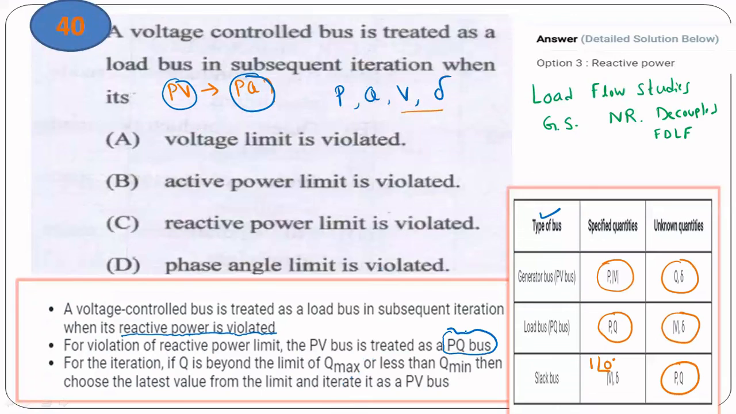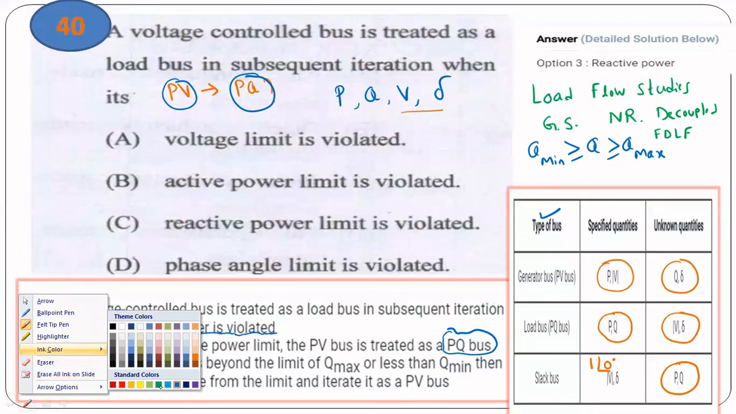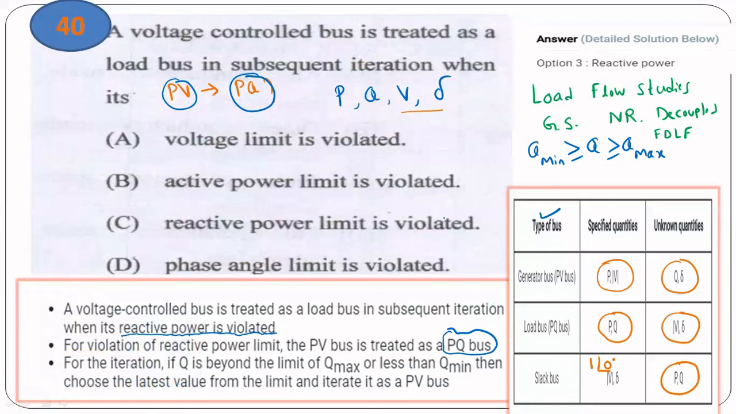And if Q is beyond the limit of Q max or less than the limit of Q min, then choose the latest value. So this is the procedure we follow in load flow studies: whatever value we obtain, we have to check whether it lies in the range between Q minimum and Q maximum. Anyhow, the answer expected for this question is whenever the reactive power limit is violated, that is option C.